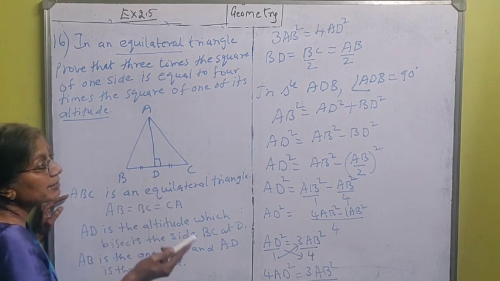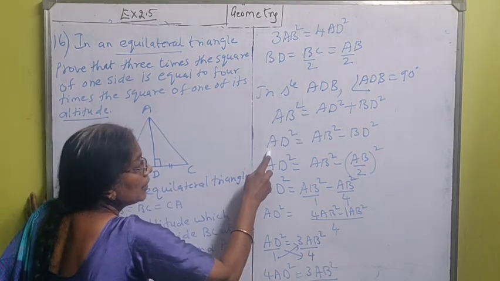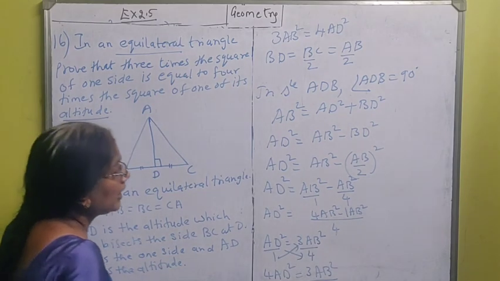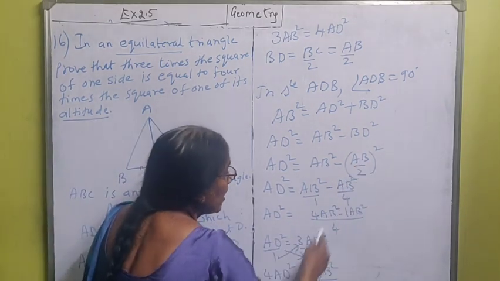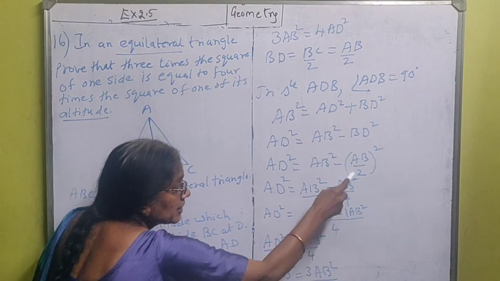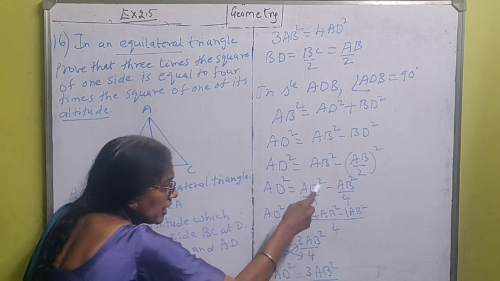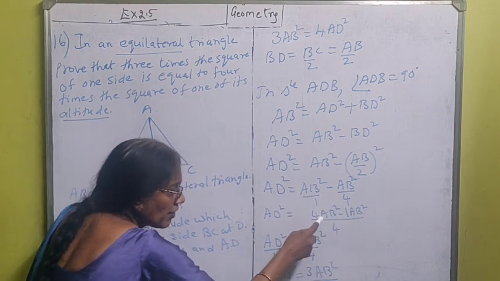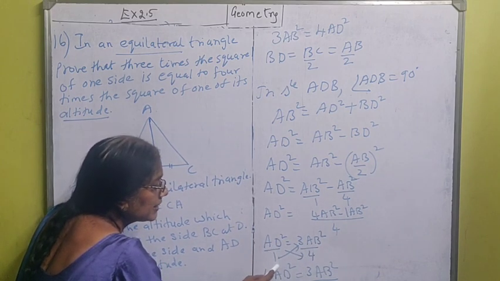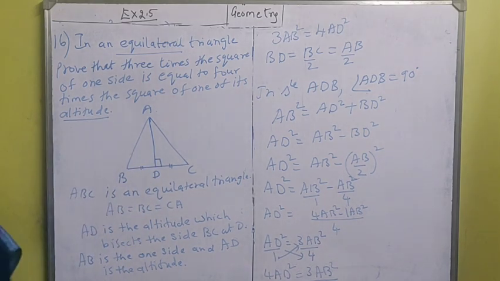I want AD square and AB square, so AD square on one side and AB square on the opposite side. So AD square is equal to AB square minus BD square. BD value I know. How much is BD value? AB by 2. So I substitute that value AB by 2. So what shall I get? AD square is equal to AB square minus AB square by 4. 2 square is 4. So LCM is 4. So I will cross multiply. So 4AB square minus 1AB square by 4. From 4AB square, 1AB square will go. It will remain 3AB square by 4. Here also AD square, nothing is there, 1. Again I am going to cross multiply. So 4AD square is equal to 3AB square. That is what we have to prove.